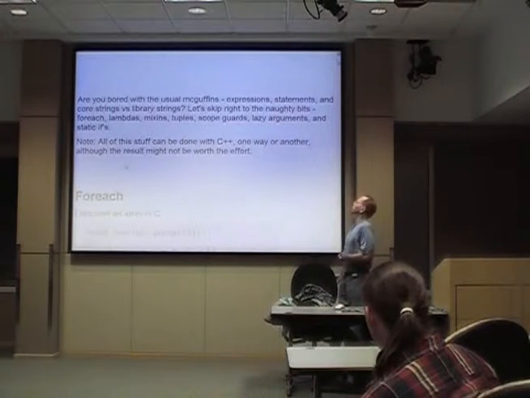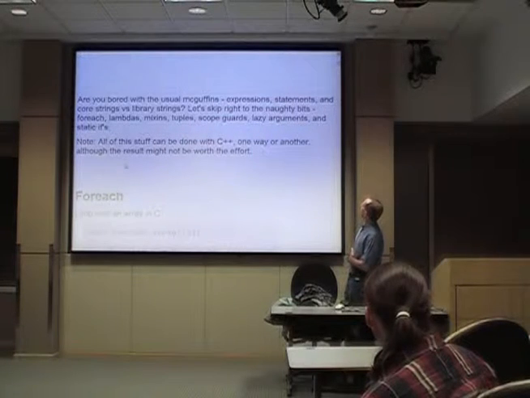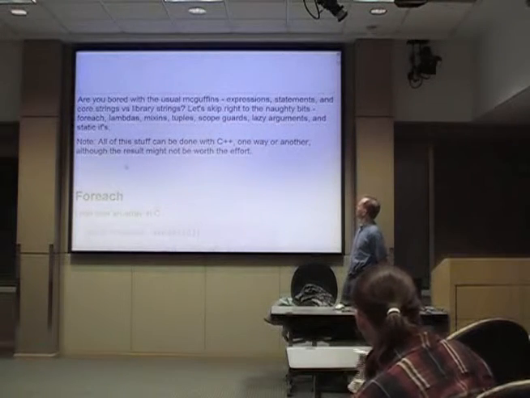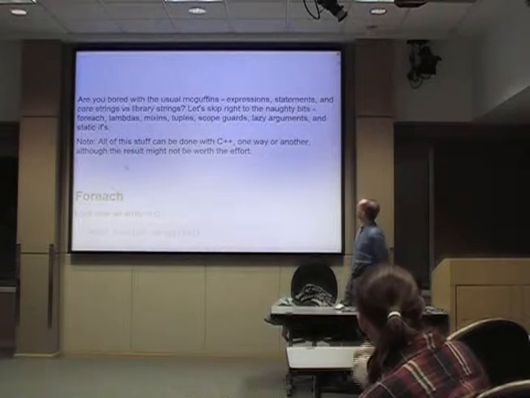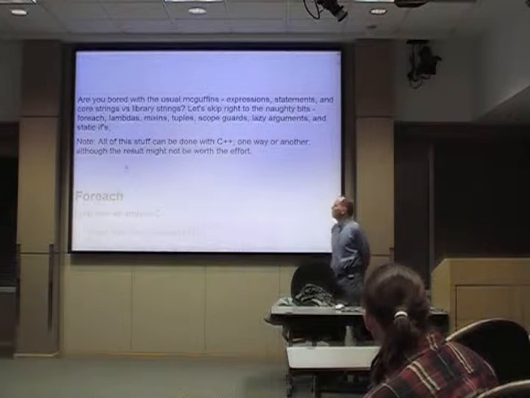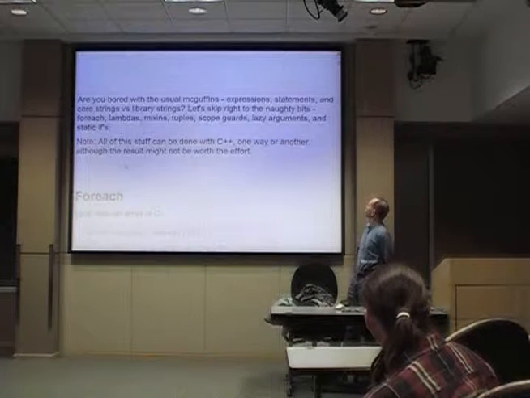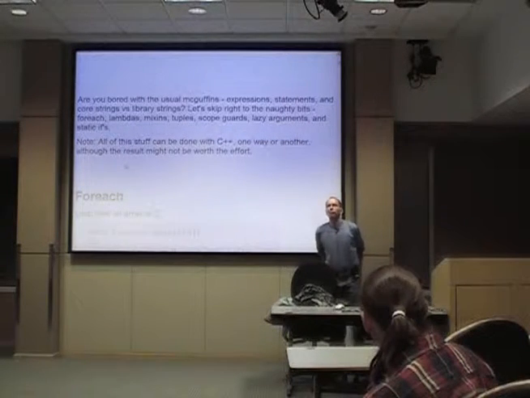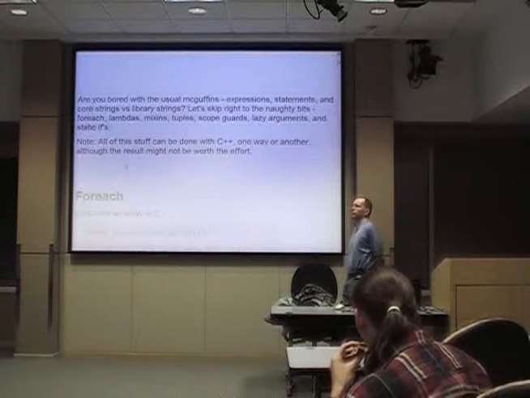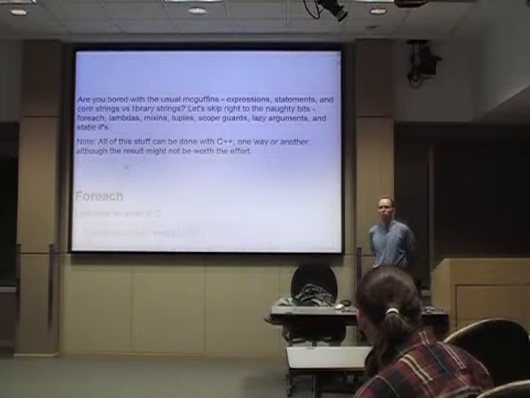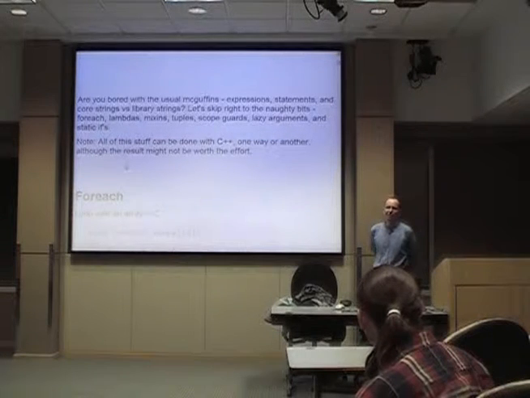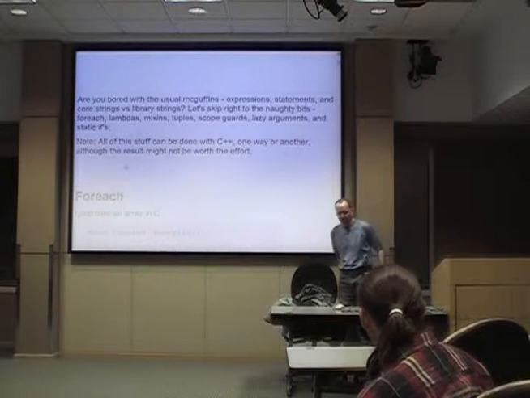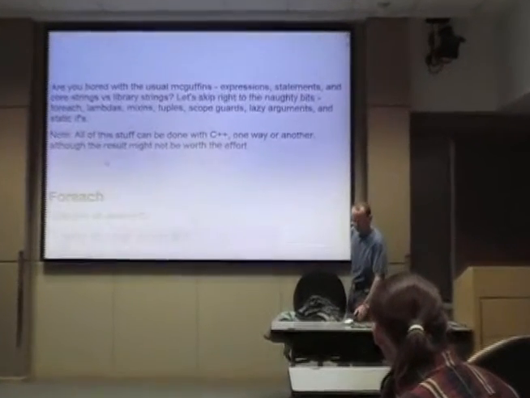So, are you bored with the usual introductory stuff, expression statements, the endless debate about core strings vs library strings? Okay, we're going to get into the cool stuff, which is foreach loops, lambda functions, mixins, tuples, scope guards, lazy arguments, and static ifs. And for all the C++ experts, yes, you can do all of the stuff in C++. By hook or by crook, one way or another, you can get it done. But sometimes the result is so awful you don't really want to use it. And D tries to make this stuff nice.